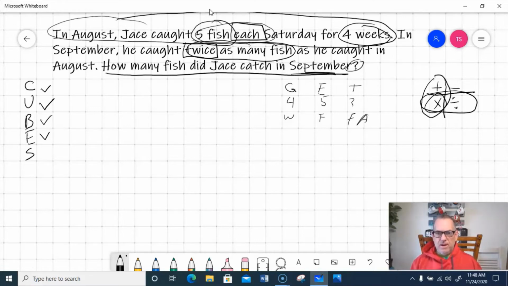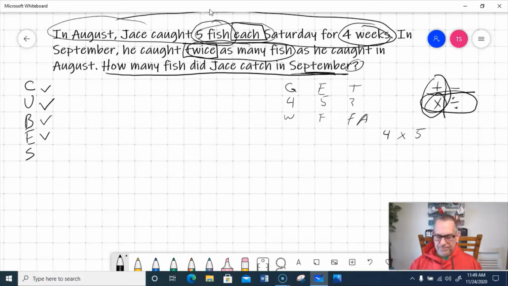Whenever I'm using the get strategy, I'm trying to find out the total. That sounds like a multiplication problem. Multiplication is how many groups there are and how many are in each group. So the multiplication problem I'm going to solve is 4 times 5.